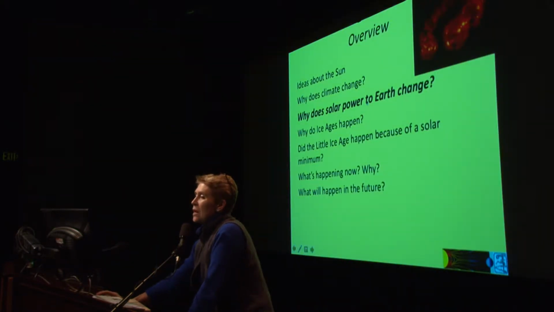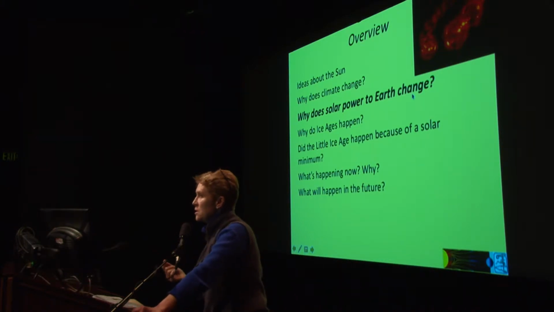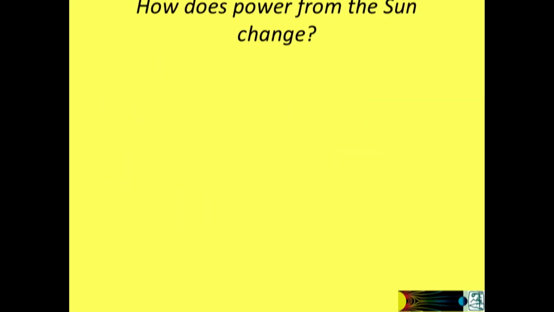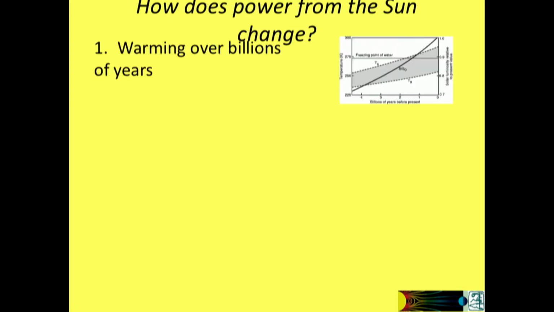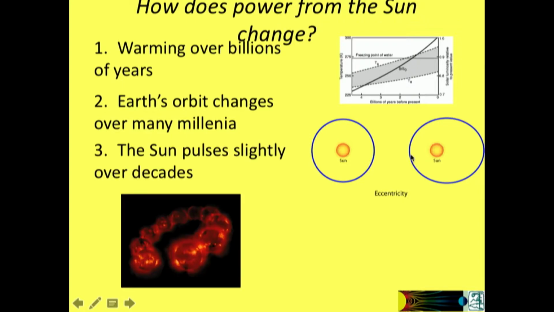So, why does solar power to Earth change? We've seen that changing solar power is one of many things that has changed climate in the past. Let's see why it changes. How does power from the sun change? There's a few things that can change solar power. Over billions of years, the sun is very slowly getting warmer. Over tens of thousands and hundreds of thousands of years, Earth's orbit changes. And that can change the amount of power we get from the sun. And on an even shorter time scale, over decades, the sun pulses. It has these magnetic cycles. I'll talk a little bit about each of those.